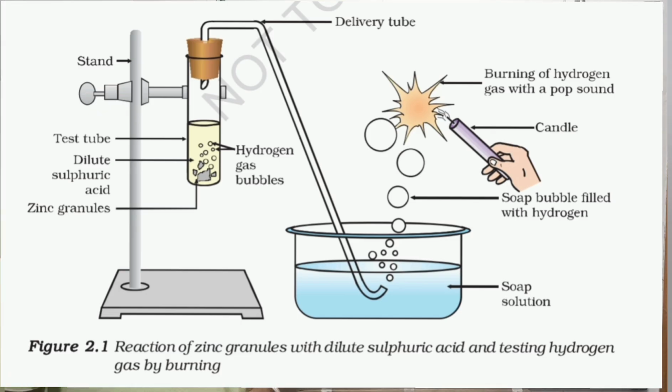That diagram is visible now, right? In it, first in a test tube you have to take zinc granules. To those zinc granules you have to add dilute sulfuric acid. Whenever the dilute sulfuric acid reacts with zinc granules inside a test tube, there is a formation of hydrogen gas. That is, the bubble formation is visible there. That is hydrogen gas. Those hydrogen gas is transferred to the soap solution with the help of a delivery tube.